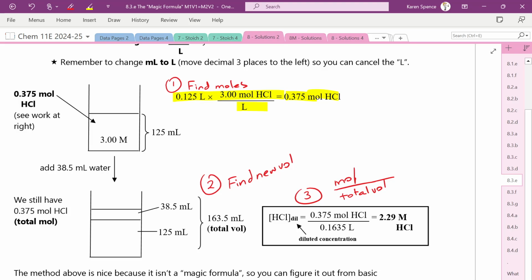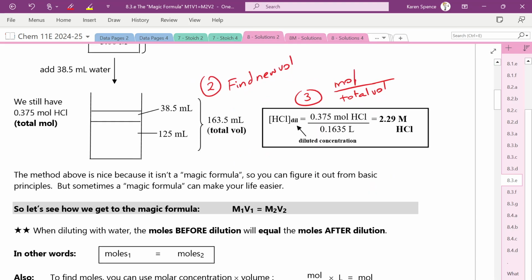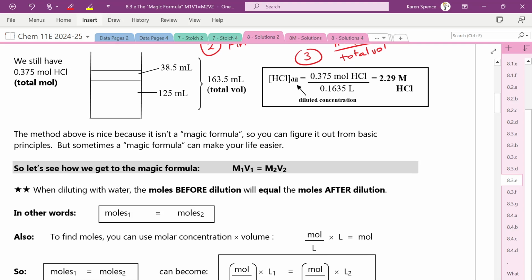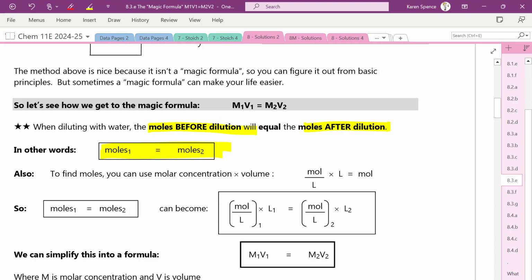However, let's take a look at our magic formula. It takes advantage of the fact that moles 1 equals moles 2. The moles before dilution is equal to the moles after dilution. So basically M1V1 equals M2V2.